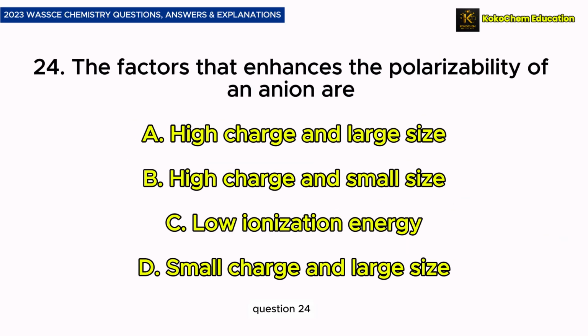Question 24. The factors that enhance the polarizability of an anion are: A. High charge and large size. B. High charge and small size. C. Low ionization energy. D. Small charge and large size. The correct answer is A. High charge and large size.